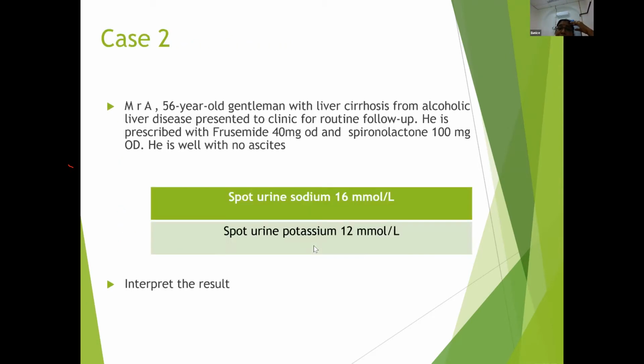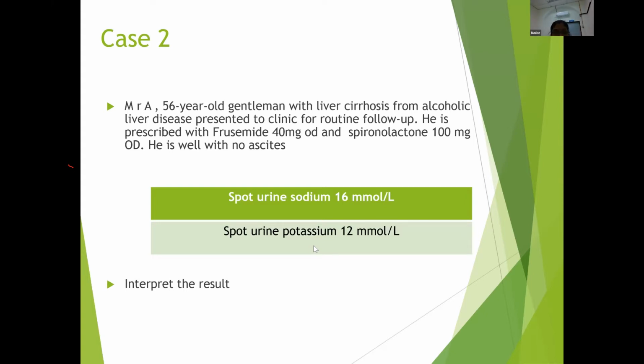Okay, and we see how we can adjust the diuretic in patients with ascites. So we go to case number 2. Mr. A, a 56 years old gentleman with liver cirrhosis from alcoholic liver disease, presented to clinic for routine follow-up. He is prescribed furosemide 40 milligram with spironolactone 100 milligram, and he is well with no ascites, no complications. His spot urine sodium is 60 millimole. His spot urine potassium is 12 millimole.